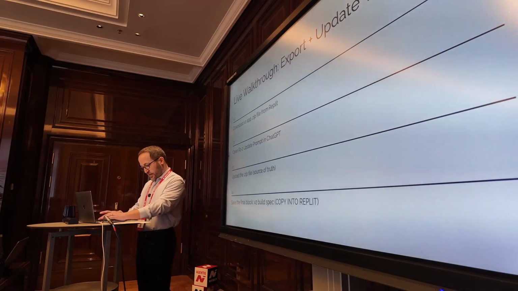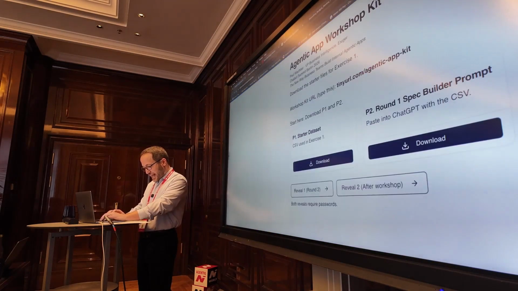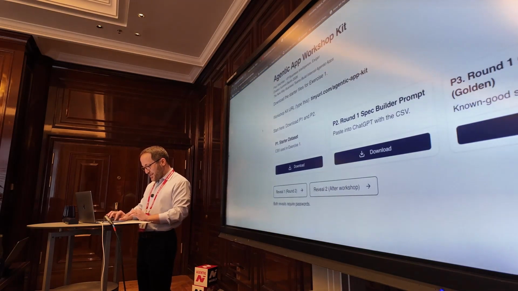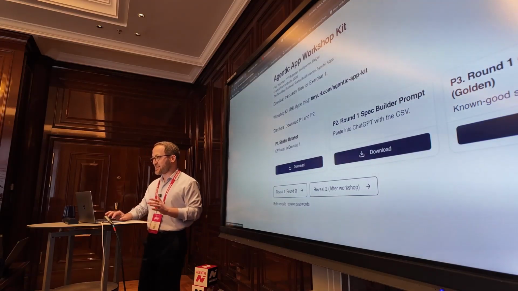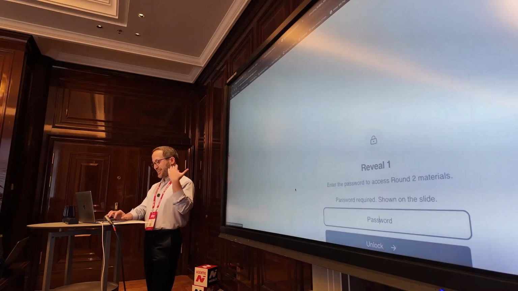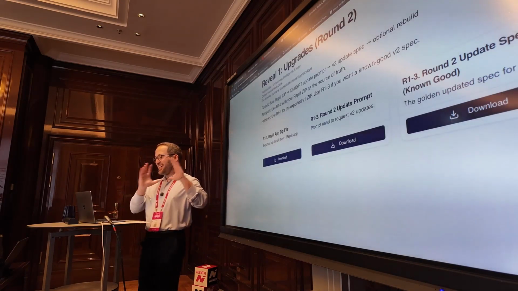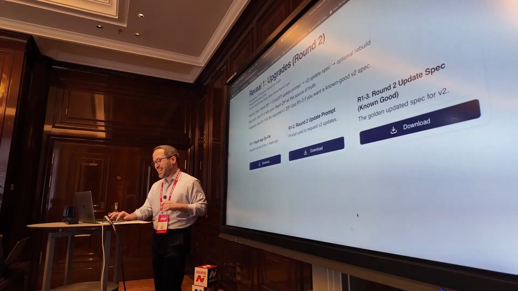So let me go ahead and walk you through this here. So back to the Agentiq app workshop kit. So you see at the bottom here, there's reveal 1 and reveal 2. So we're in round 2. I password protected these so no one jumped ahead. The first password is blueprints. You could all capital, all lowercase, it is one word, blueprints. I am going to have that on the slide so you don't have to memorize it.